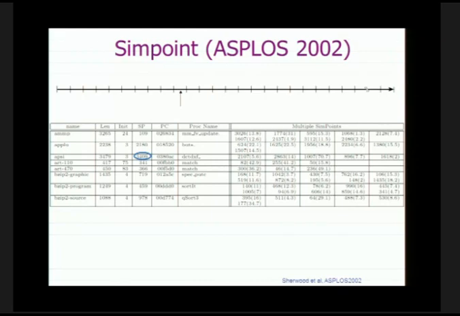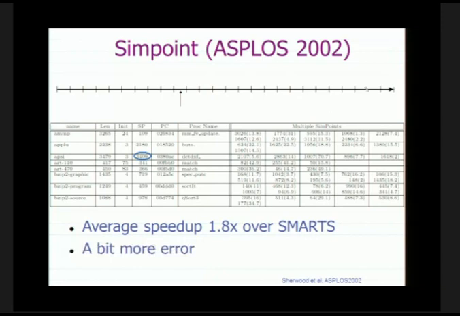But the total amount of work that's done is going to be much less than simulating the entire program, even though you're simulating hundreds of millions of instructions. So this gives a speed up over SMARTS, the previous scheme, by about a factor of 2, with a slight increase in error.